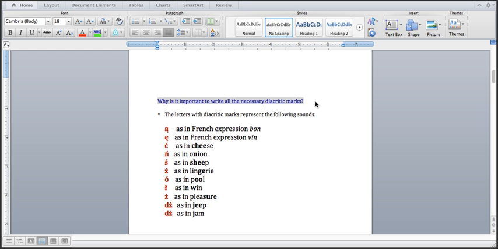Why is it important to write all the necessary diacritic marks? The letters with diacritic marks represent the following sounds. The nasal O is pronounced as in the French expression bon. The nasal E is pronounced as in the French expression vin. Ć as in cheese. Ń as in onion. Ś as in sheep. Ź as in lingerie. Ó as in pool. Ł as in win. Ż as in pleasure. Dź as in G, dż as in jam.